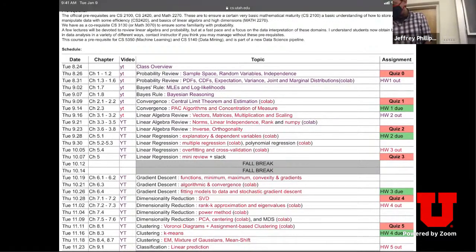Okay, what else? Quiz number 2 is going to be on Thursday. Quiz 2 will cover the topics on convergence, central limit theorem, these concentration and measure bounds, and then linear algebra. I think we'll pretty much keep it to the lectures from last Thursday and today. We'll do a little bit more linear algebra on Thursday before the quiz, but I think the topics will be confined to this.